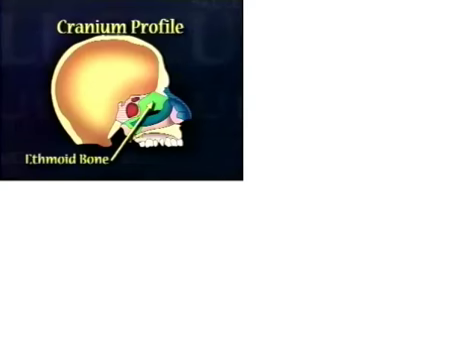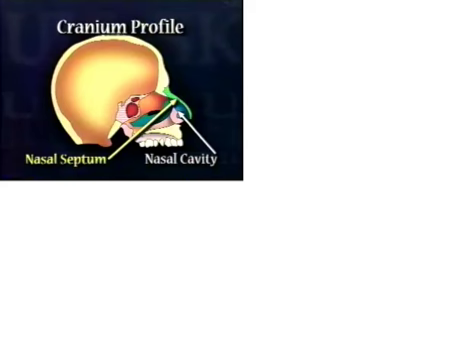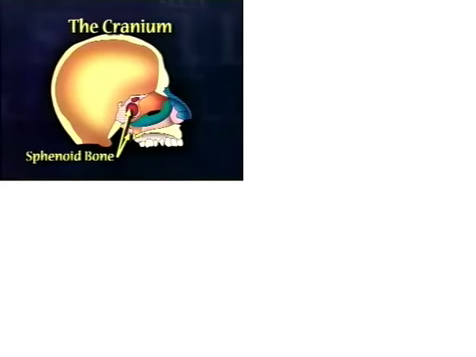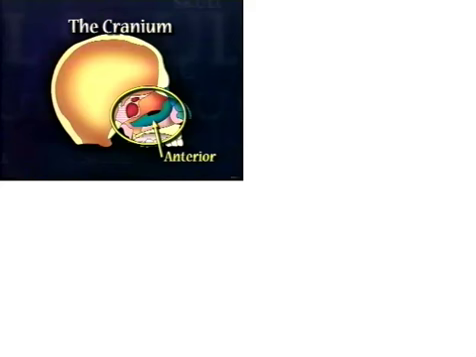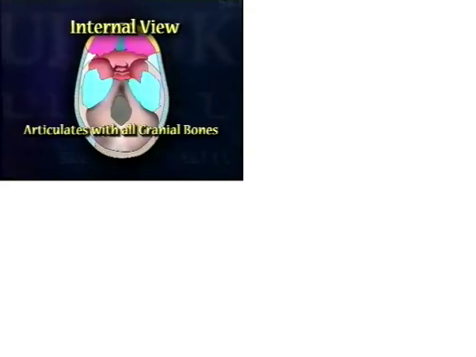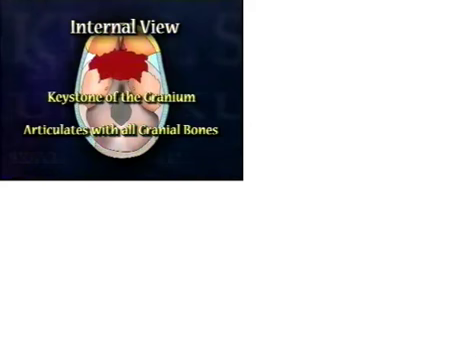The ethmoid bone helps form the nasal cavity and the nasal septum, a wall that separates the cavity into right and left sides. Don't worry, we'll go into more detail on the nasal cavity in a little bit. The sphenoid bone is located at the anterior or front part of the cranium's base. The sphenoid bone articulates, or connects, with all other cranial bones. Because of this, the sphenoid bone is sometimes called the keystone of the cranium.